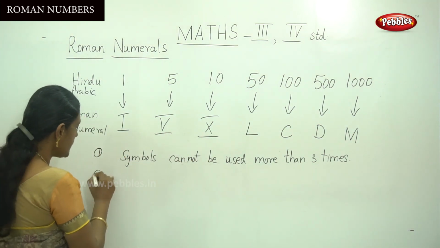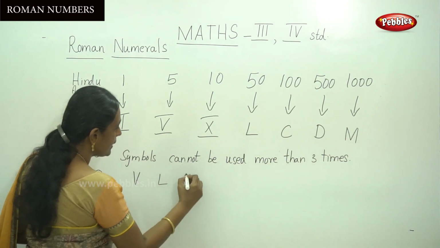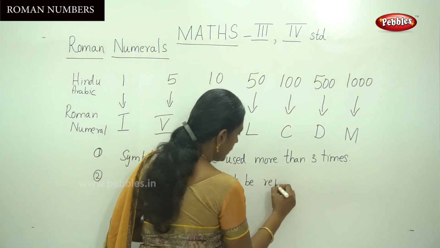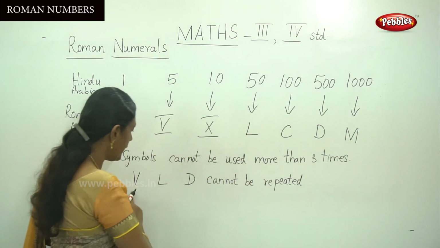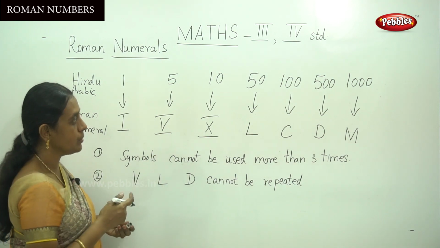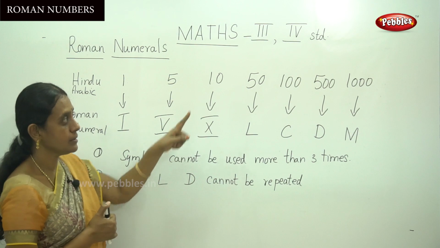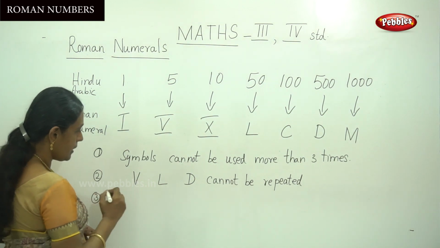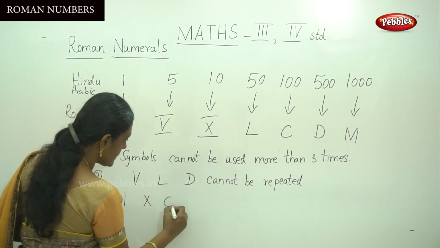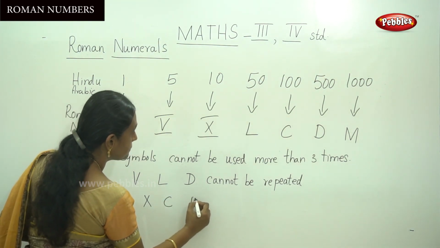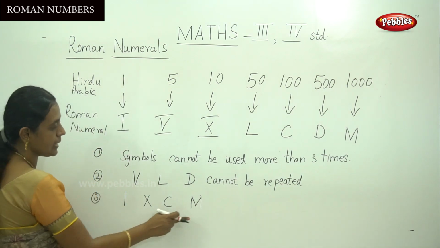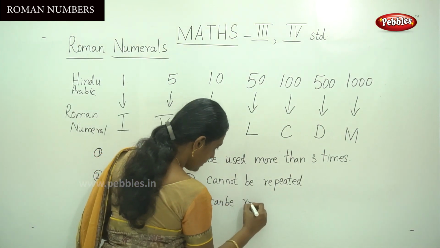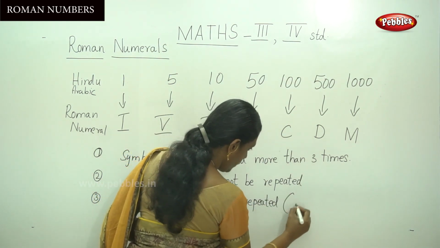And one more thing, this is the second rule: V, L, D cannot be repeated. L is 50 and D is 500, so you can't repeat them. And the third one: I, X, C and M, that is 1, 10, 100 and 1000, can be repeated only up to 3 times.